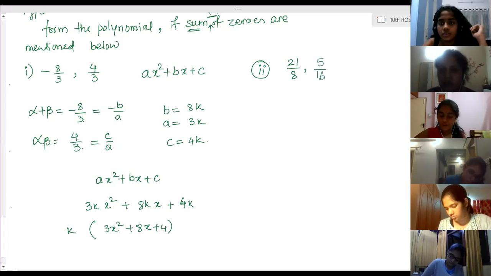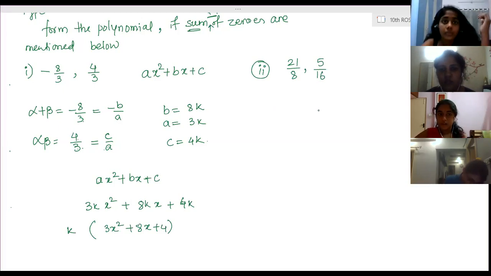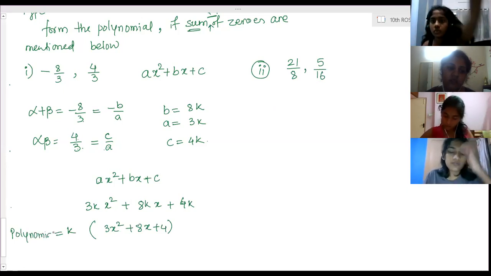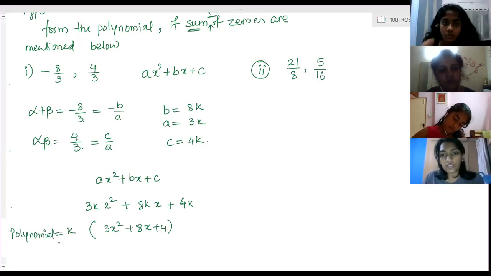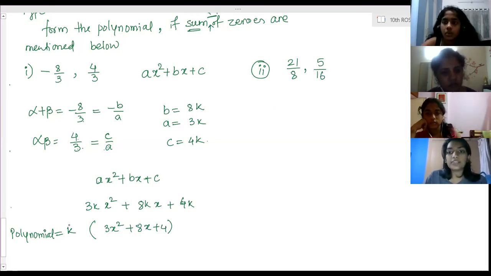Ma'am, what should we do after this? Is that the answer? That is the answer. This is the required polynomial. Ma'am, if they give the zeros and it's different, then the numerator will always be a factor, right? Like one of them will be a multiple or a factor of another, like 8 and 16 over here, 8 into 2 is 16.